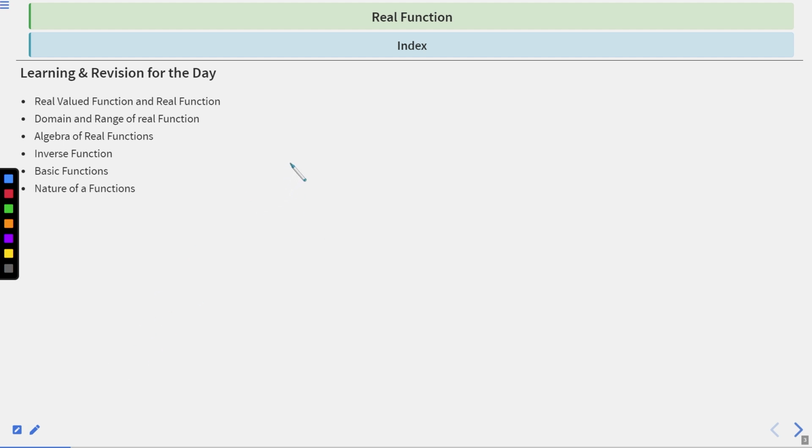So first is learning and revision of the day. First we will study real valued function and real function. After that we will see the domain and ranges of real function. Next we will move to the algebra of real functions. We will see the inverse functions, basic functions and nature of a function. So let's move.